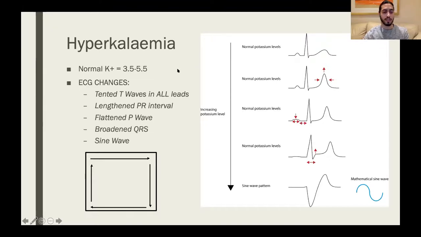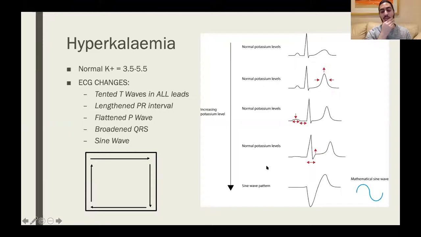And a really nice way to remember it is in the order of the changes that you actually see. You have this little box here. You start off by seeing tall tented T waves. Then your PR segment gets a bit longer. Then you get flattening of the P waves, and then you get a broad QRS, and then that eventually forms this sine wave, and that's when a patient's in cardiac arrest. Okay, because you have no cardiac output at all. You won't be able to feel a pulse when it gets to this.